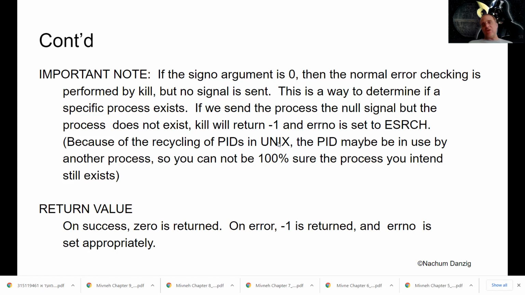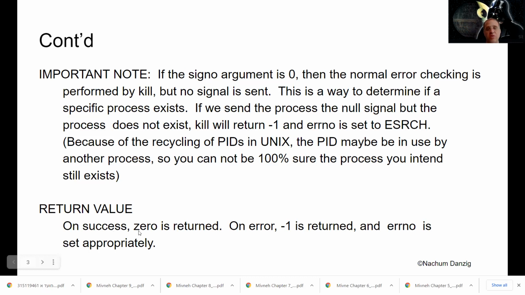Because of the recycling of process IDs in UNIX, the PID may be in use by another process. You cannot be 100% sure that the process you intend still exists. In other words, I could check, is process 7 around? And it says yes. Is process 7 around? Yes. Then I check, is process 7 around? No. So then I know it's not around. But it could happen that I say, process 7, yes. Then I check again, is process 7 around? It says yes. But really what happened in the middle, process 7 died and a new process was created and it happened to get the number 7. So I'm not actually checking the same process. It tells me it still exists, but really the one I was looking for doesn't exist. So it's not 100% perfect, that system.